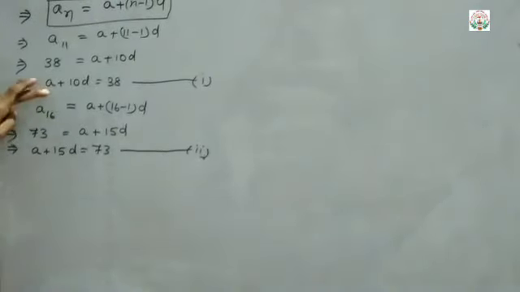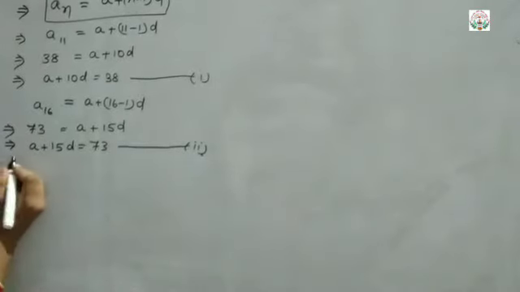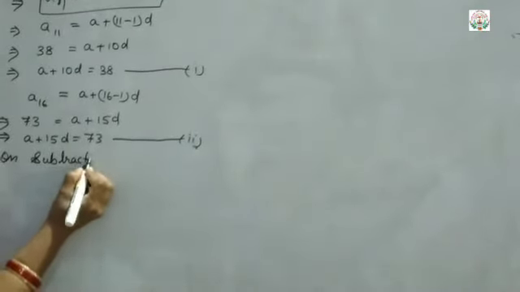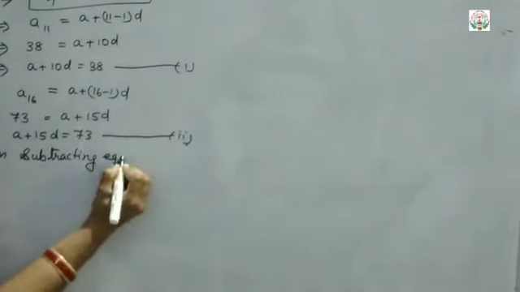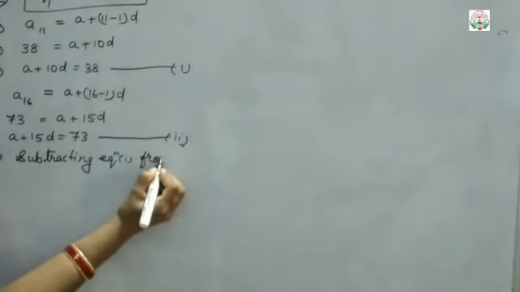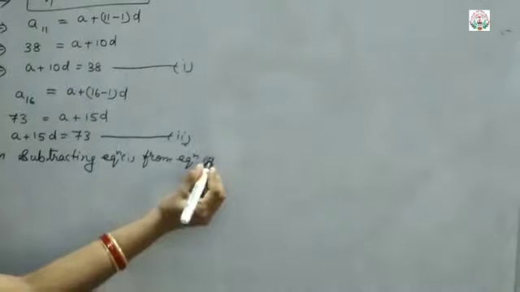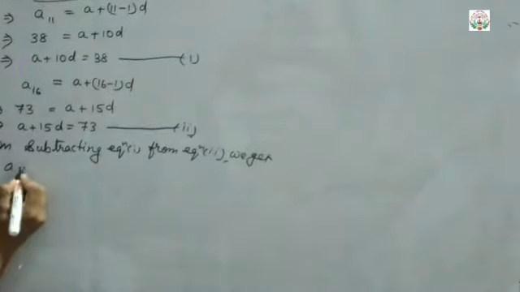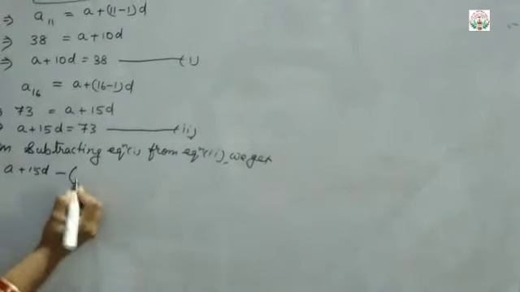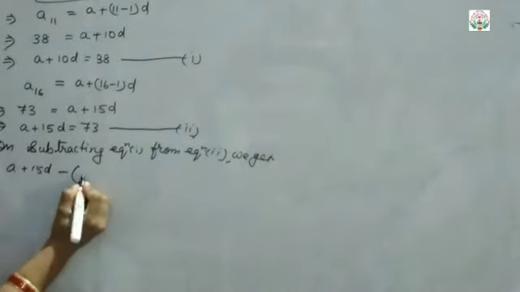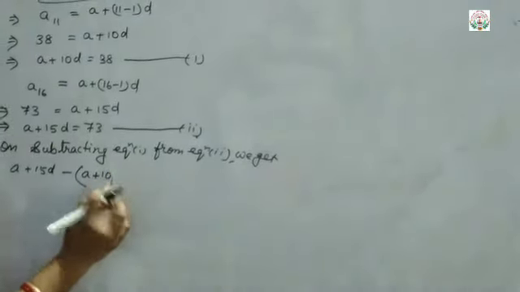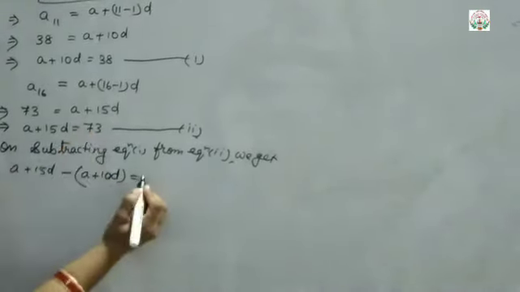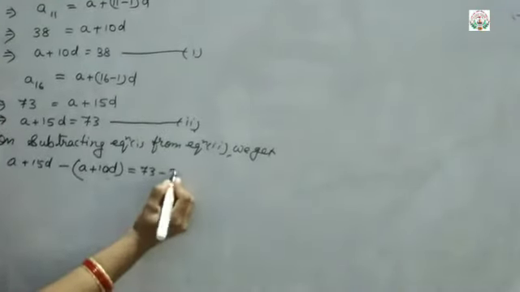Now subtracting equation 1 from equation 2. So what will you write? On subtracting equation 1 from equation 2, we get what? Equation 2 first, write A plus 15D minus, within bracket, equation 1, what is it? A plus 10D, equals, what is the RHS value? See, 73 minus 38.